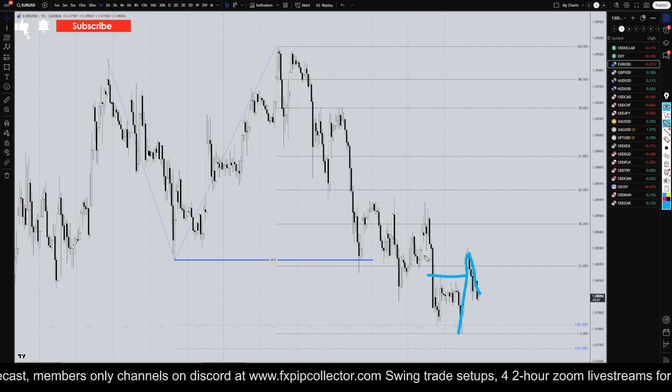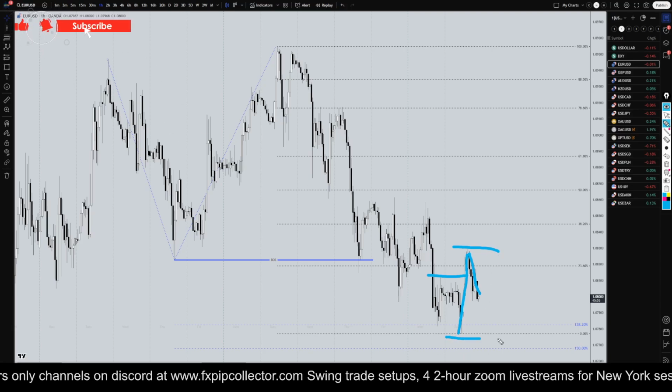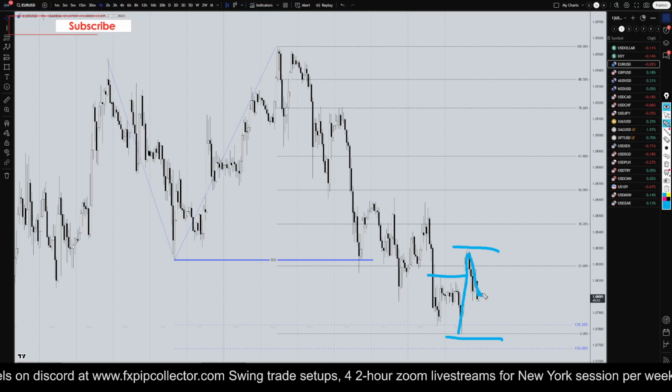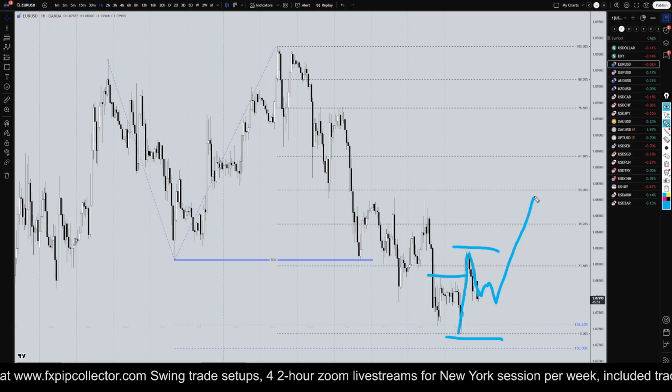If I was trading below the 1 hour time frame, I would definitely throw my Fibonacci retracement on this move right here, and I would definitely be looking to see if it makes a higher low and makes a push up.